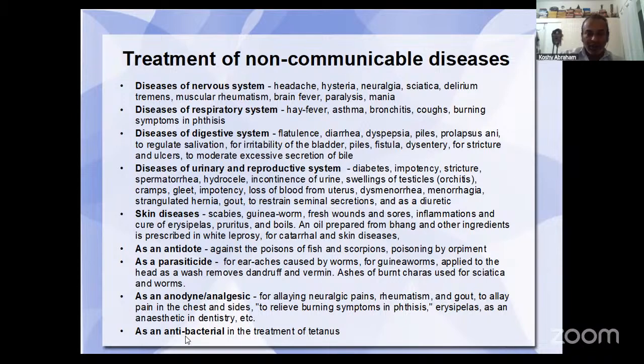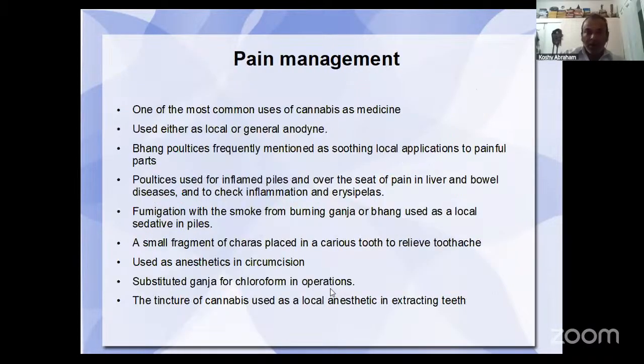And we know, as I said earlier, the British physician William Shaughnessy used cannabis to treat tetanus and as an antibacterial. The main area of usage of cannabis, even in the past, as it is even today, was for pain management. It was used extensively, either locally administered or as a general anodyne.